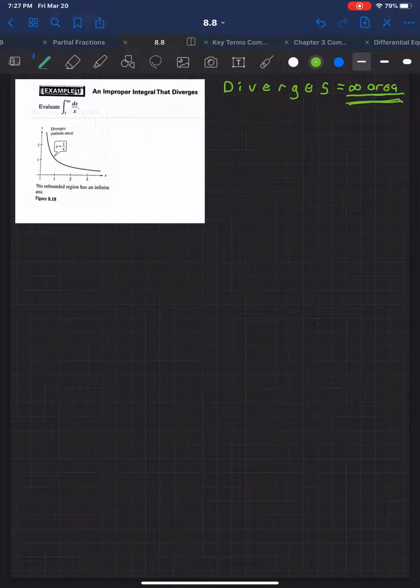So we want to evaluate the integral from 1 to infinity of dx over x. Let me rewrite that. We're going to be integrating the integral from 1 to infinity of, and I'll write this as 1 over x dx. No need to have the dx in the numerator. Okay, so notice that this looks like the first definition. So in this case, we're going to approach this. This is the equivalent, right?